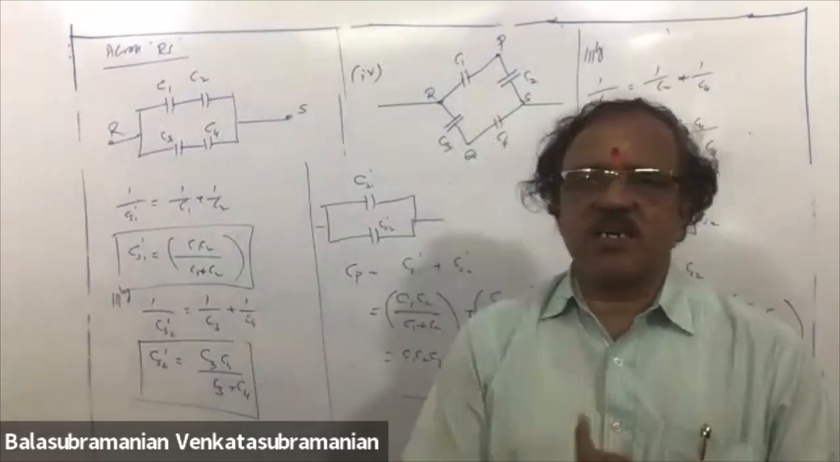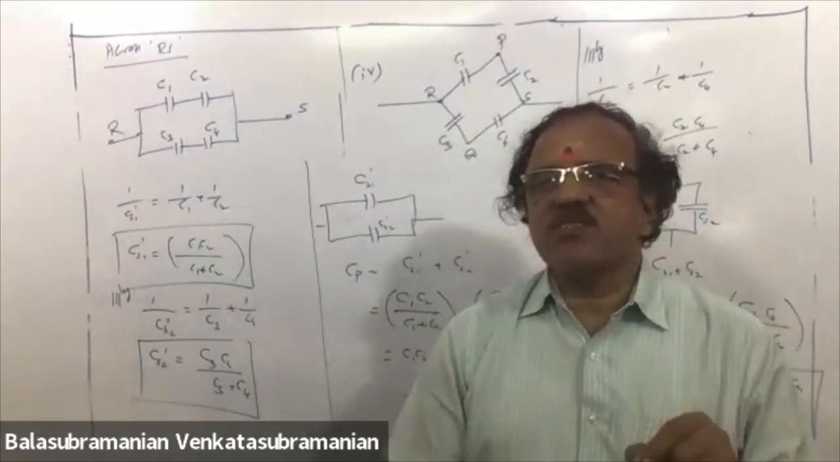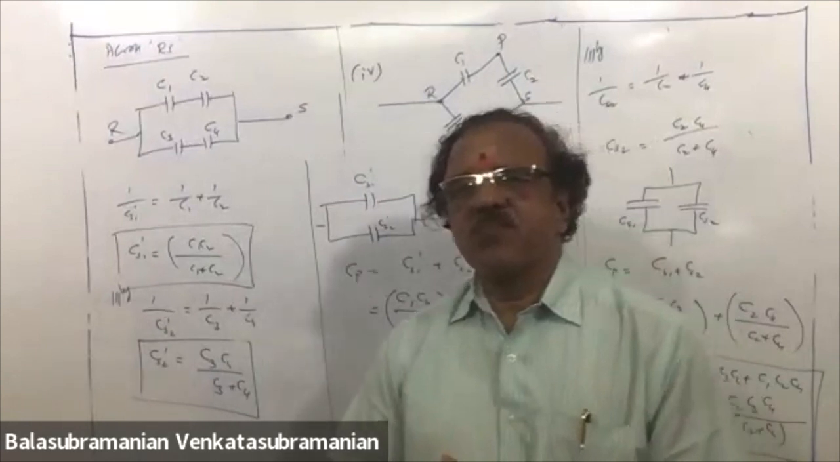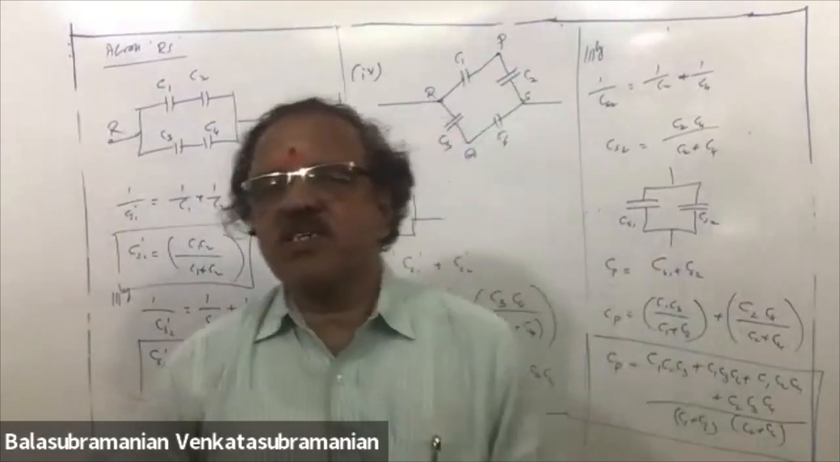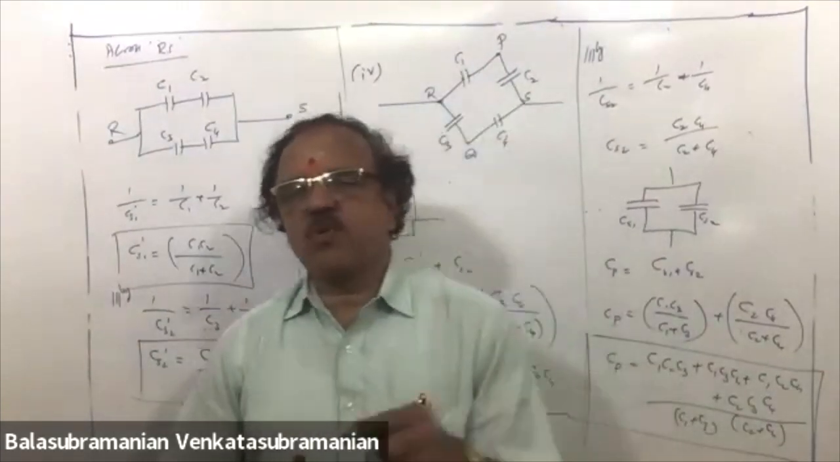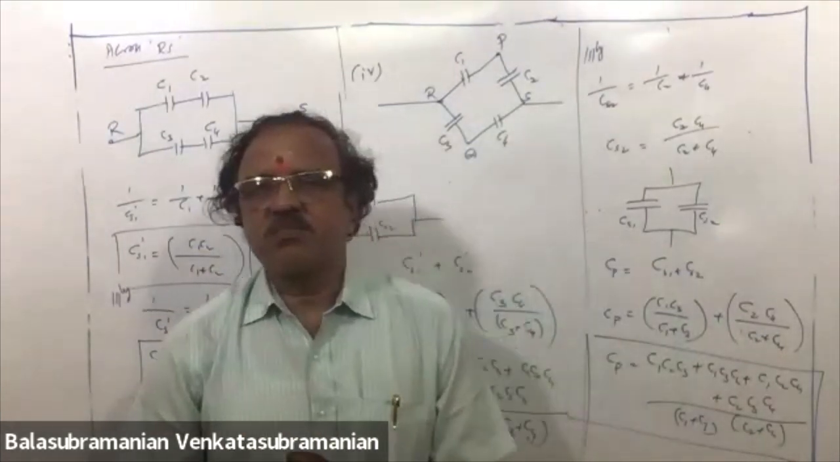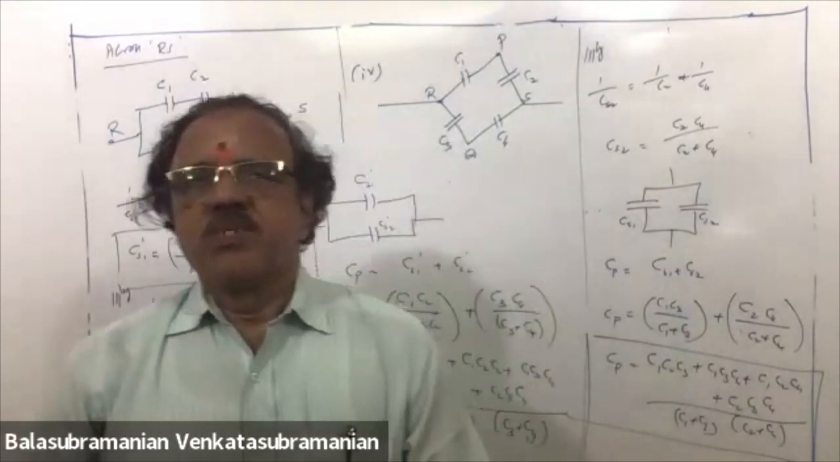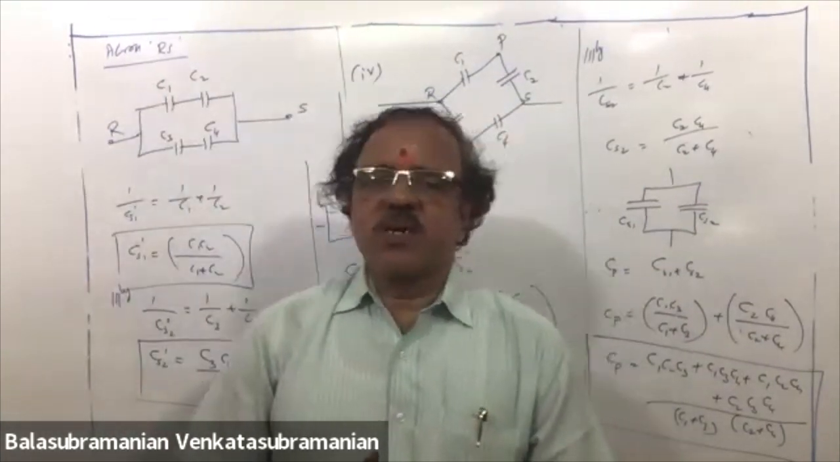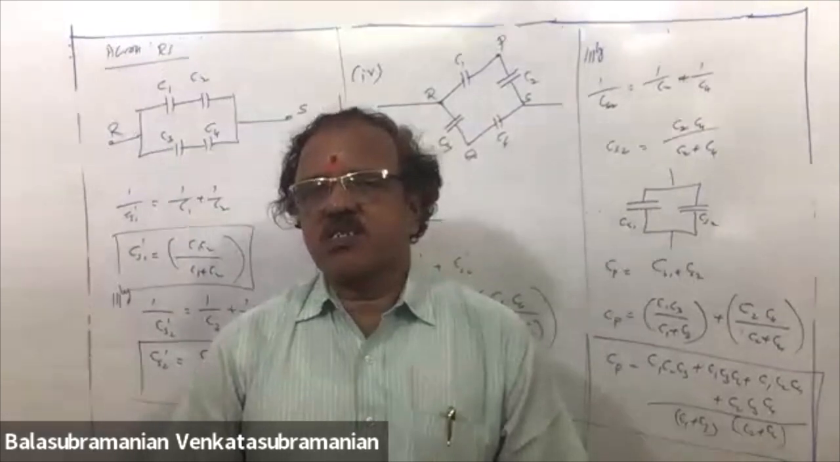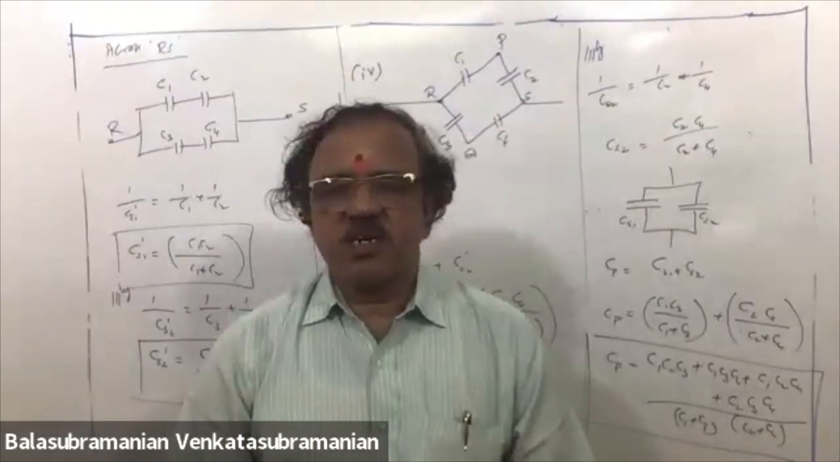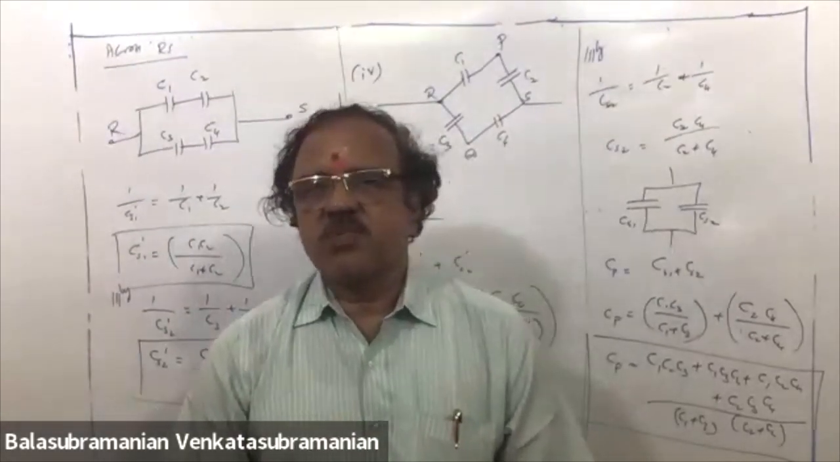The basic thing you have to understand: in parallel means you have to add the capacitance. In series means 1 by CS is equal to 1 by C1 plus 1 by C2. Equal means 1 by C plus 1 by C. That's all. So these are the few problems related to electrostatics. Next, we will see current electricity problems. Thank you. We'll continue.